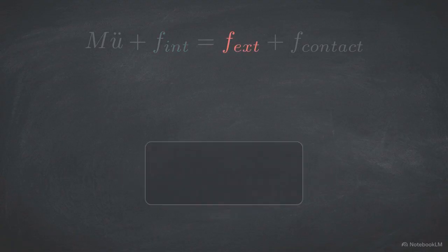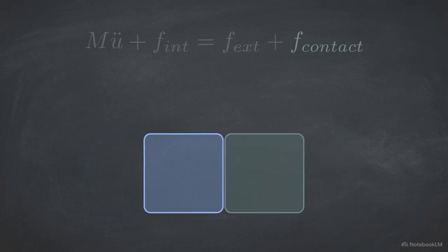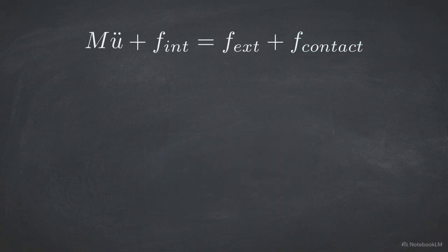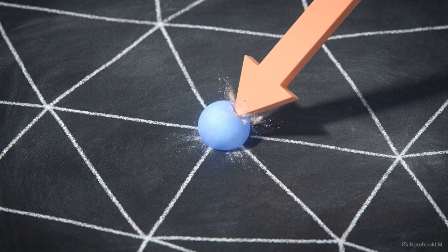On the right side of the equal sign, Fx represents the external applied loads acting on the system from the outside environment. Finally, F contact is the vector representing collision forces, the resistance generated when two separate meshes attempt to occupy the same space. In this mathematical framework, a physical collision is treated as a force vector acting on the nodes, rather than a rigid boundary constraint.